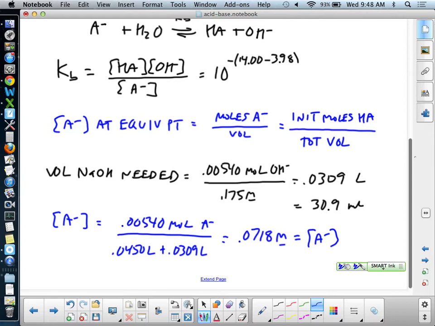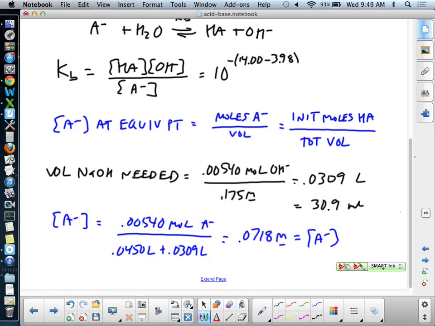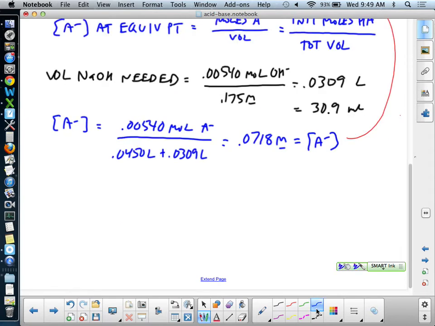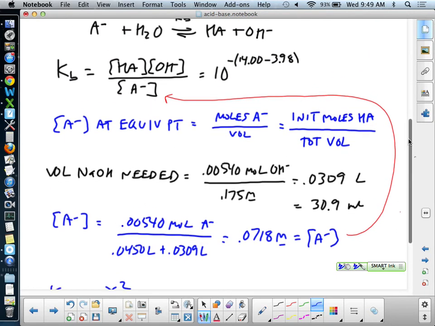Great. Now we can go back and plug that into my Kb expression in order to find the hydroxide ion concentration. So Kb equals x squared over 0.0718 minus x is going to be equal to the Kb value.